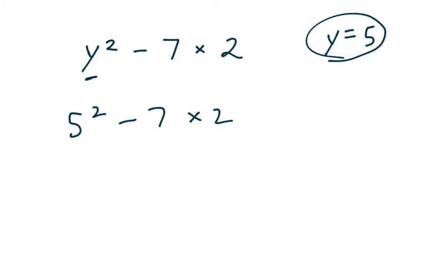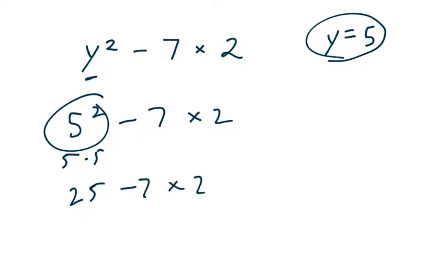Now what? Well, guys, I have a power here. I got to do that first. If there was a parentheses, I would do that first, though, right? Parentheses, then comes powers, then comes multiply or divide, then comes add or subtract. But anyways, 5 squared is 5 times 5, which is 25. Now I have a minus 7 times 2 still.